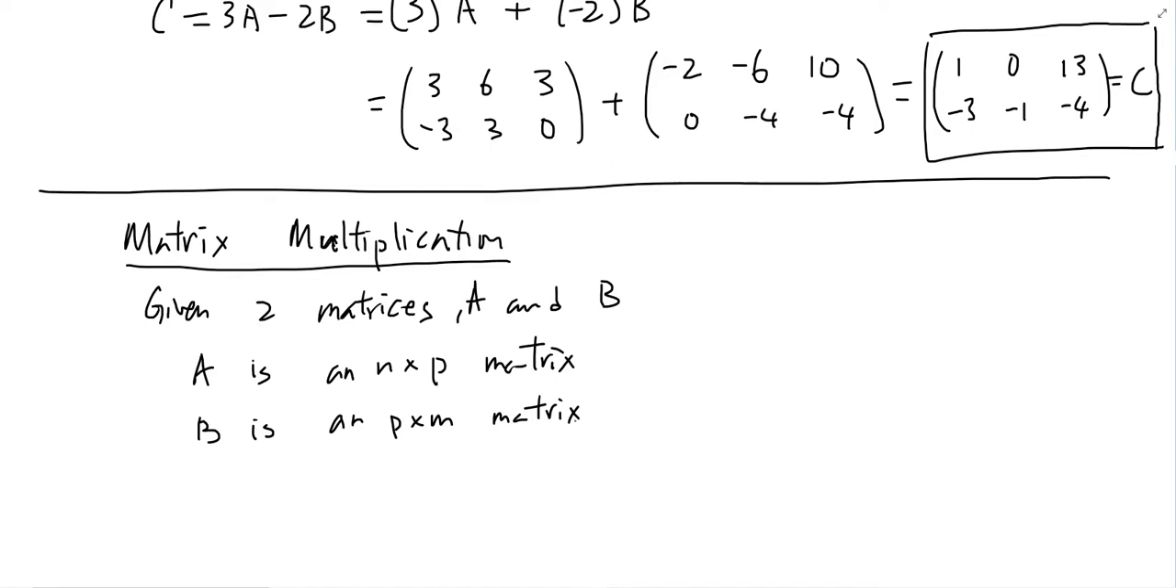Okay? Now, one thing I do want to point out is right here, A being an N by P matrix, while B being a P by M matrix. Notice the letter P being used twice because these two numbers must be the same. Now, I'll go through that more when we look at an example.